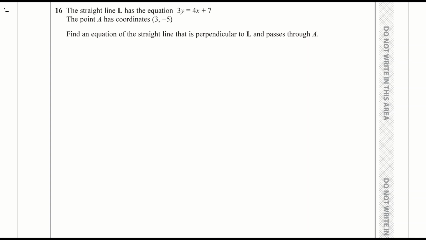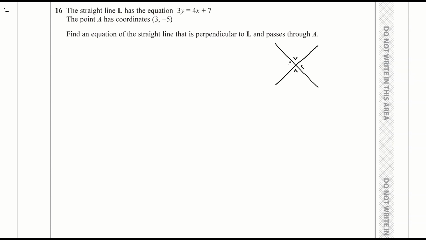Question 16. The straight line L has the equation 3y is equal to 4x plus 7. The point A has coordinates (3, -5). Find an equation of the straight line that is perpendicular to L that passes through A. So we know that a perpendicular line is one which goes at a 90 degree angle. So that's what we know.